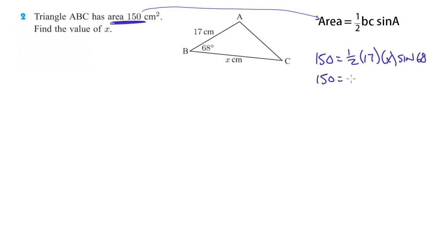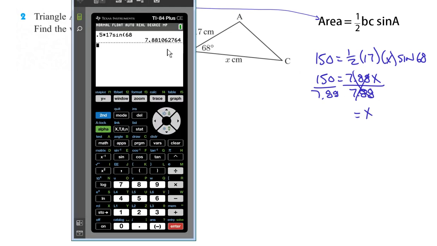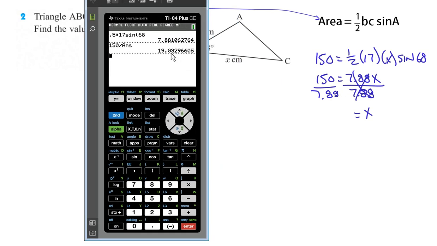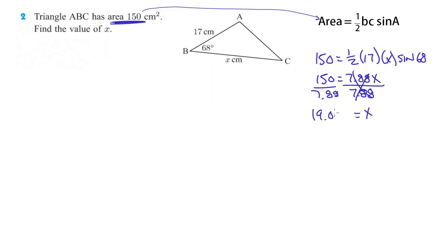So we got 150 equals 7.88x, right? Divide both sides by 7.88. And that will tell us what x has to be, okay? So actually I already have that in there, the unrounded number, which is better than our rounded number. So I'm just going to do this. 150 divided by second answer gives us 19.03. Does it say where to round it to? Nope, it doesn't. So I will go 19.03. 19.03 centimeters, because that's the length of that side, right?